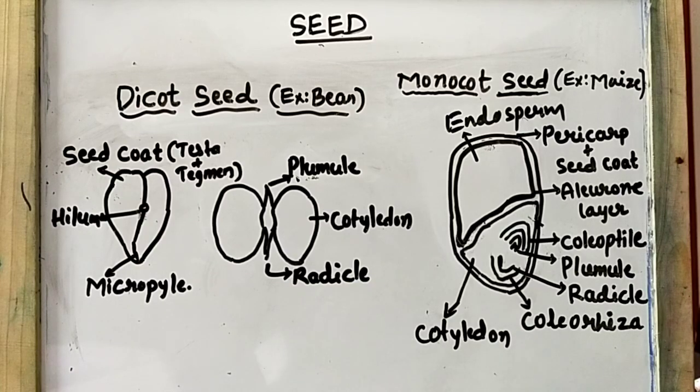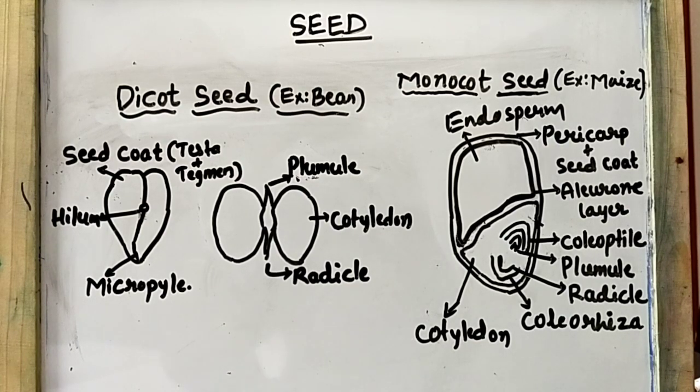Students, in today's class we will discuss seed. So what is seed? Seed is a fertilized and mature ovule. After double fertilization, the ovules develop into seed.